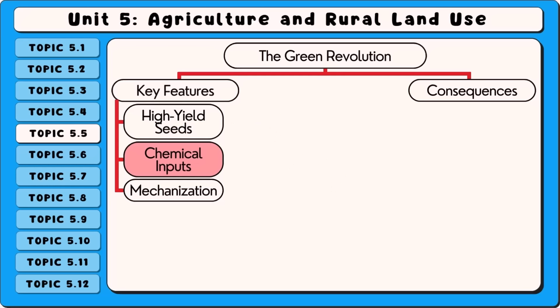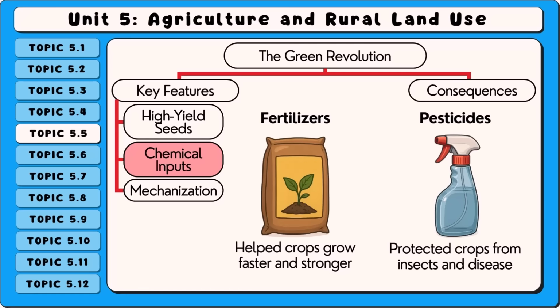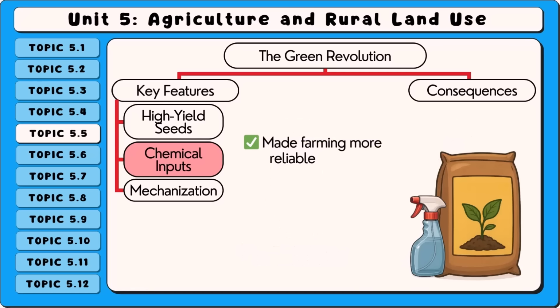The second feature was the increased use of chemical fertilizers and pesticides. Fertilizers helped crops grow faster and stronger, while pesticides protected them from insects and disease. These chemicals made farming more reliable but also introduced toxins into the soil and water.